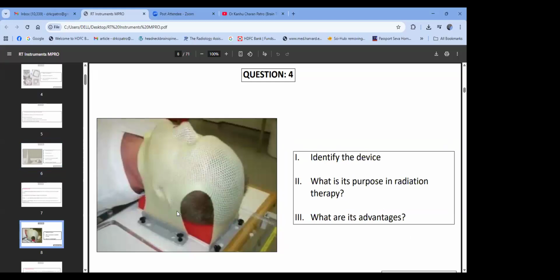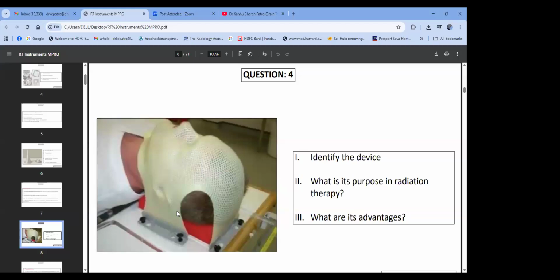So identify the equipment or device and its purpose in radiotherapy. So this is a thermoplastic mask. It's used in radiotherapy to have a reproducible immobilization of the patient, minimize the movement, and ensure accurate delivery of radiation.